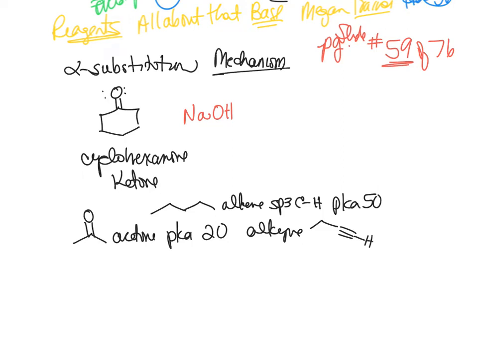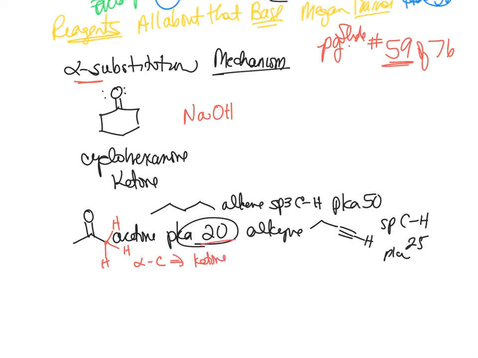A terminal alkyne, sp carbon-hydrogen, is 25. You also have, so here's 20. So is this more or less acidic? Which proton are we talking about? We're talking about the alpha. Okay, so we're talking about this hydrogen here. So the alpha carbon of a ketone has a pKa of 20.